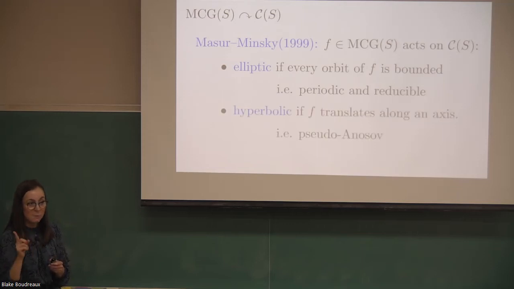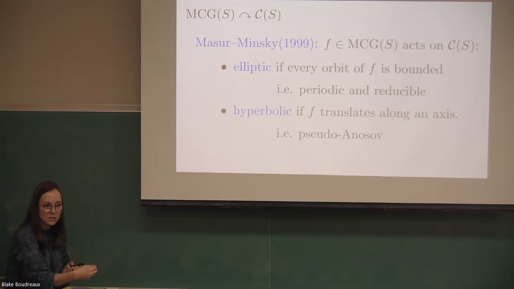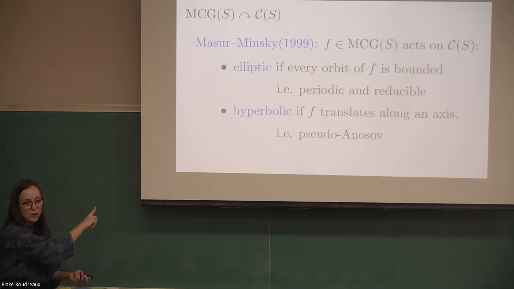The final type are the hyperbolic mapping classes. So these are the ones that translate along an axis. And these correspond specifically to the pseudo-Anosov mapping classes. And the way Masur-Minsky was able to show this is that if you take a curve on the surface and you iterate it by a pseudo-Anosov, the distance between the curve and the iterate is going to be bounded below by the number of times you've iterated the map. What that also tells us is that this curve graph is going to be infinite diameter. And in order to find hyperbolic actions on your graph, you have to have an infinite diameter graph.